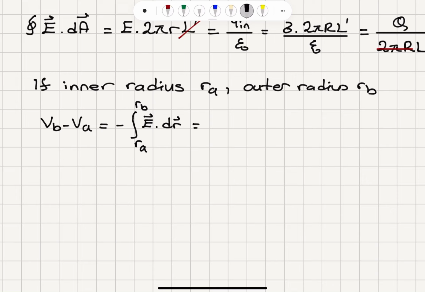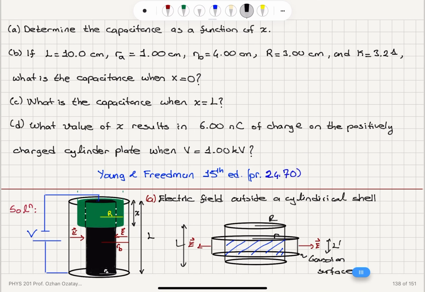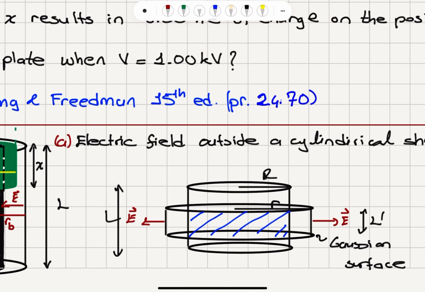Okay, so this is going to be minus the integral from R sub A to R sub B. What is the electric field between R sub A and R sub B? It is the electric field due to this hollow cylinder, the cylindrical surface which has nothing in it, so it's a hollow cylinder.